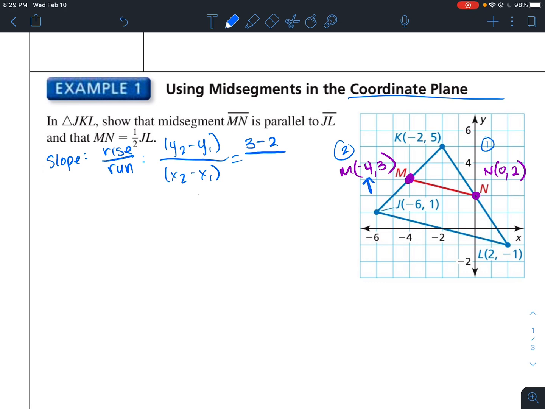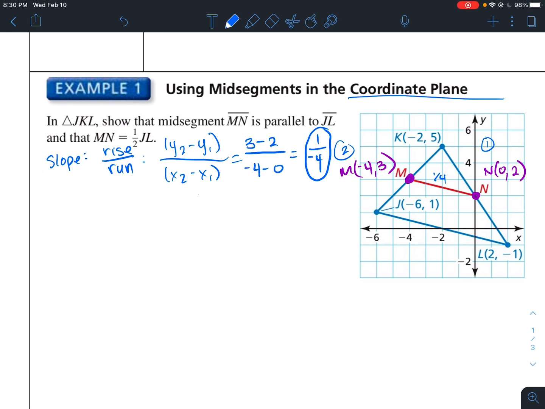So that would be negative 4 minus the x of your first point, and the x of your first point is 0. So then this would be equal to 1 over negative 4. Okay, so that is the slope of m to n. Now let's find the slope of j and l. Okay, so the slope here is 1 over 4.